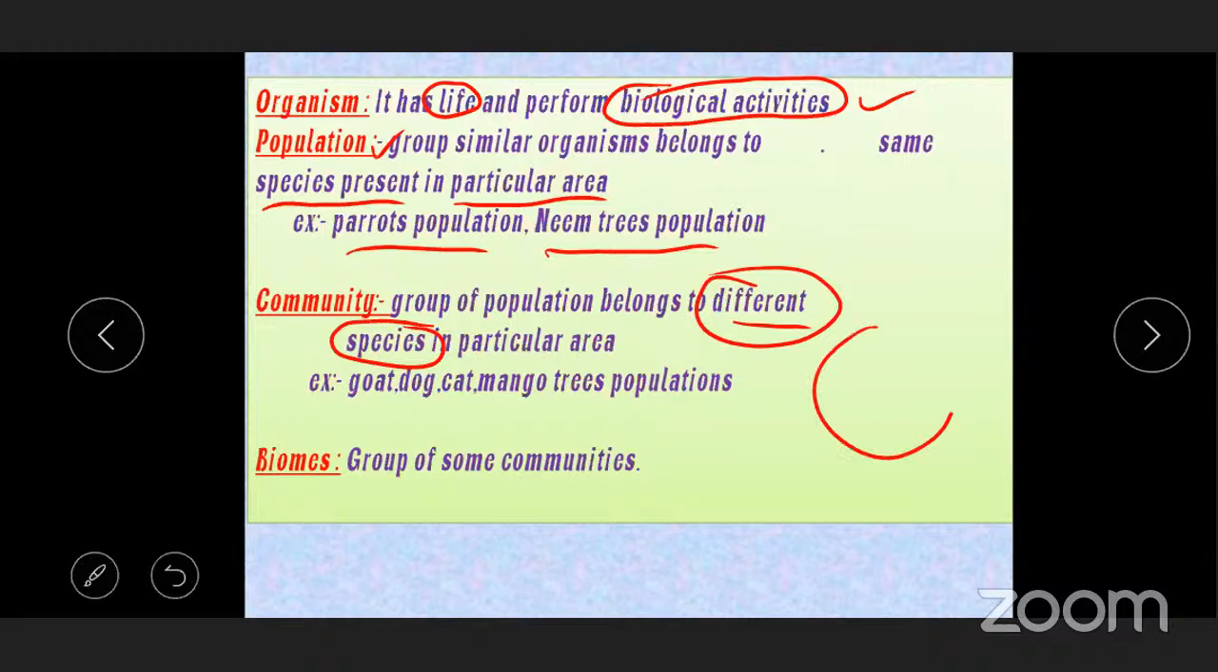For example, this is one area. In this area, dog population is present, cat population is present, rat population is present, neem trees population is present, mango trees population is present. Different populations are present in this area. All these populations combined together are known as community.